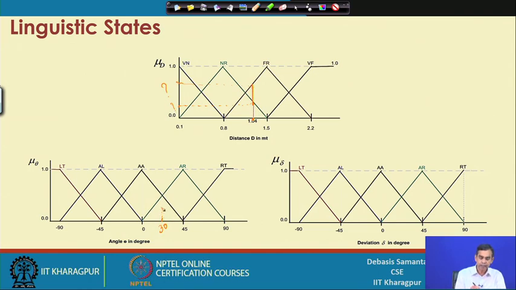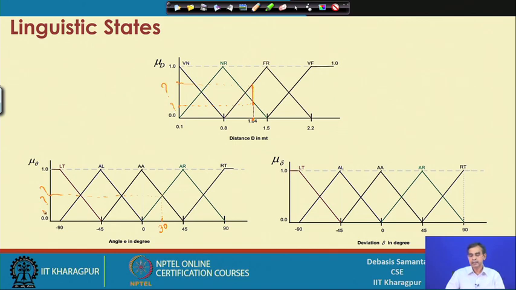The 30 degree crisp input has two fuzzy states, one is ahead and the other is ahead right. If it belongs to ahead, then the membership value can be computed like this. This is the value that we have to know. Similarly, if it belongs to ahead right, then it has a membership value in the same way. So, these two membership values need to be calculated, and then finally the output will be considered, which will be discussed later on.